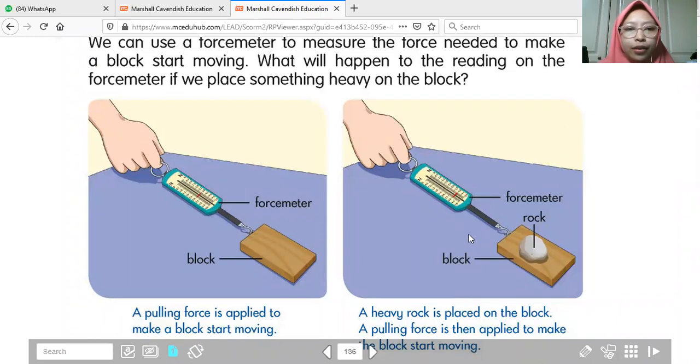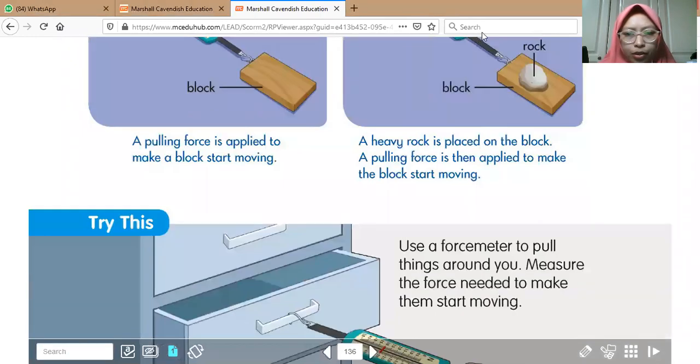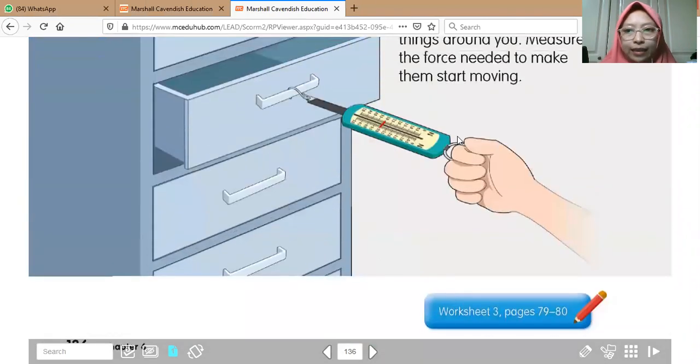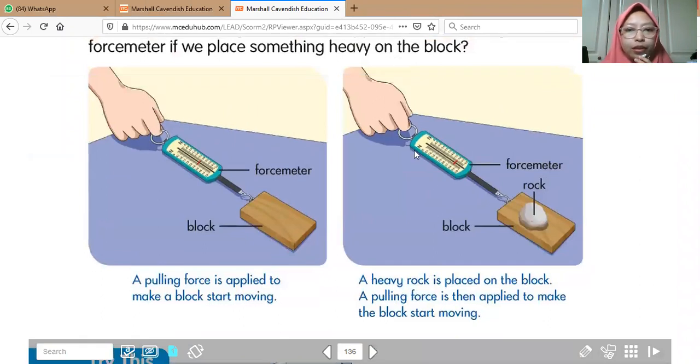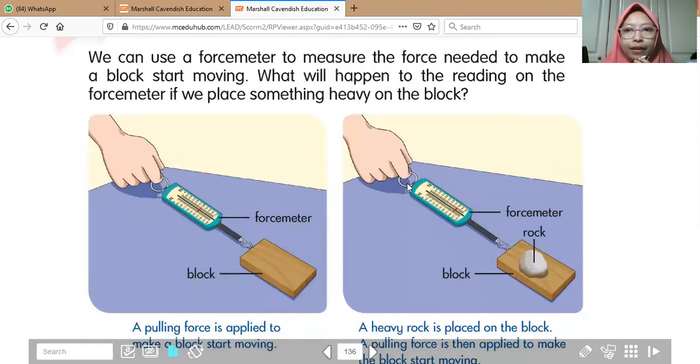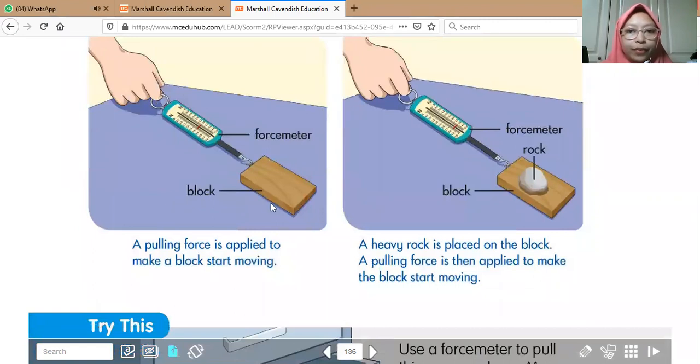Now you can open your book. Yeah, what page number? 136. This is about the difference. This is a Forcemeter. We can use a Forcemeter to measure the force needed to make a block start moving. And what will happen to the reading on the Forcemeter if we place something heavy on a block? I think my students already know how to read the Forcemeter. It's like this, we read this scale. And then what is the difference from the second picture here?